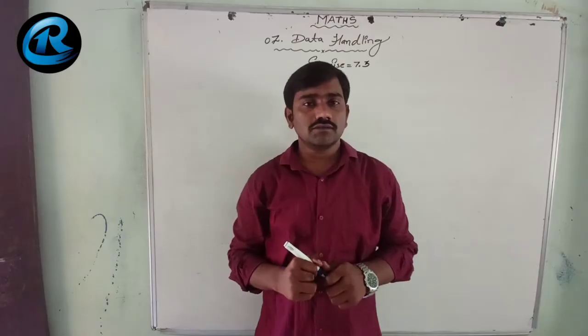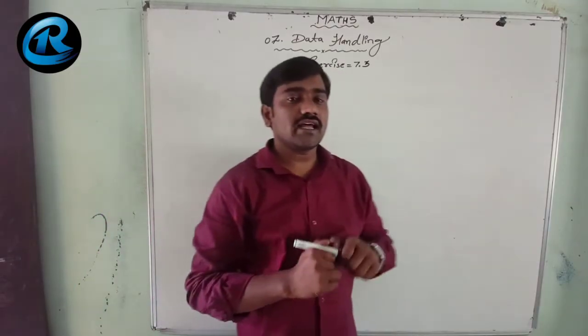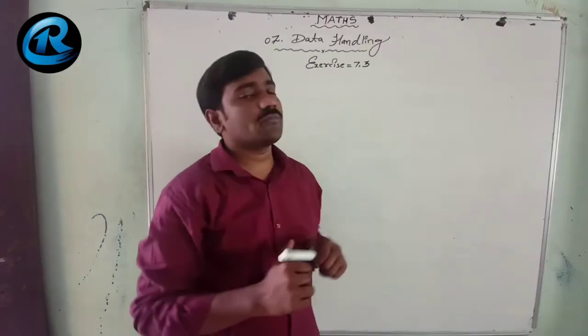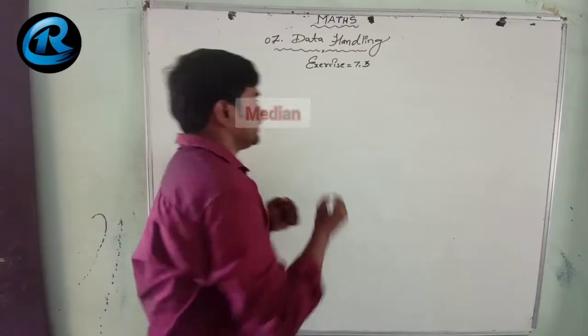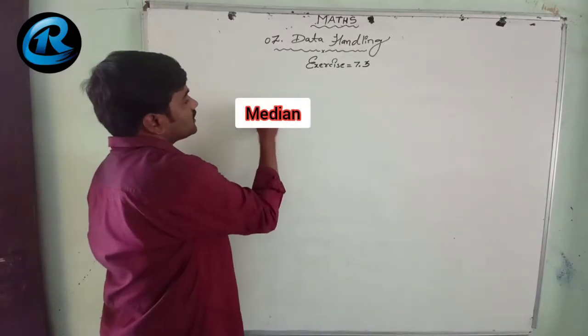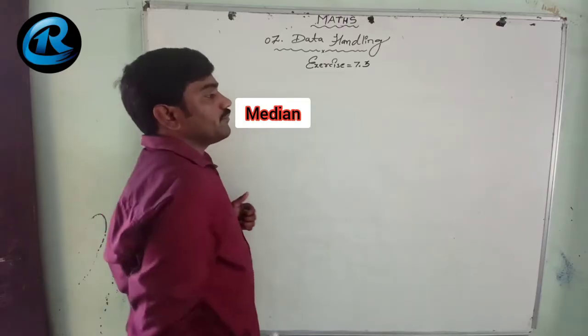Hi children, today we are going to learn 7th class, 7th chapter, that is Data Handling, in that exercise number 7.3 today. So 7.3 is based on the median. This 7.3 is based on the median we are going to learn.